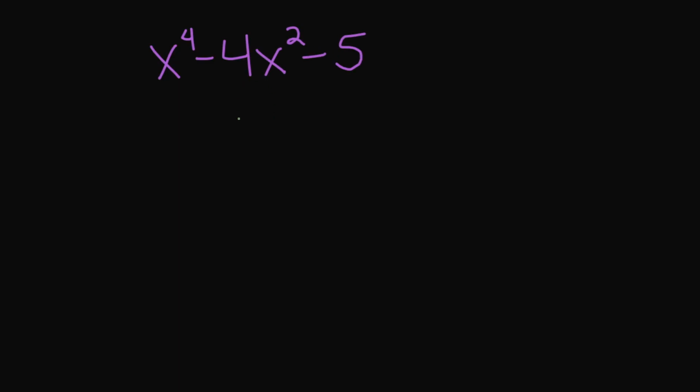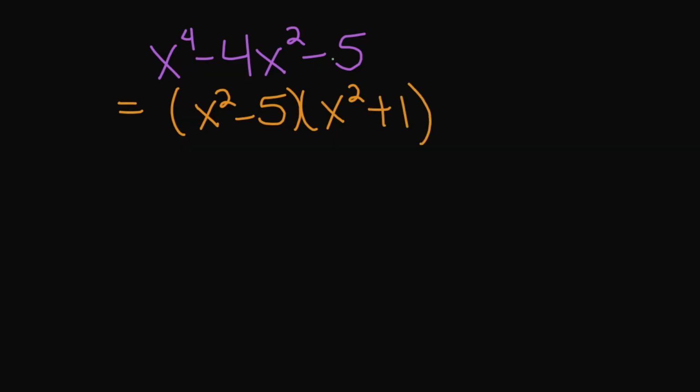Let's look at x to the 4th minus 4x squared minus 5. In this example, if you were to factor this, you're going to get x squared minus 5, and then x squared plus 1. Remember, you need two numbers that, when you multiply, give you negative 5. Those same two numbers, when you add, need to give you a negative 4. And the numbers that give that to us are a negative 5 and a positive 1. So that's your answer there.